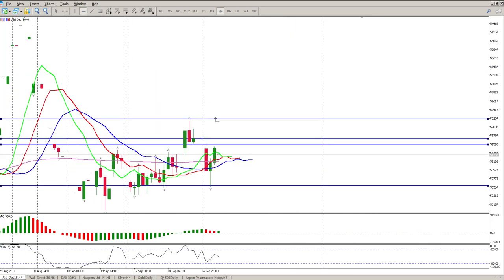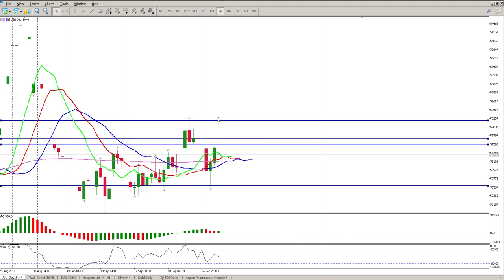So basically what I'm implying is we have a double bottom or a range, if you want to look at it that way, of 1,500 points. So a break above this high here of 52,150 gives us a 1,500 point move to the upside. Okay, now that's kind of what I'm looking at the moment.